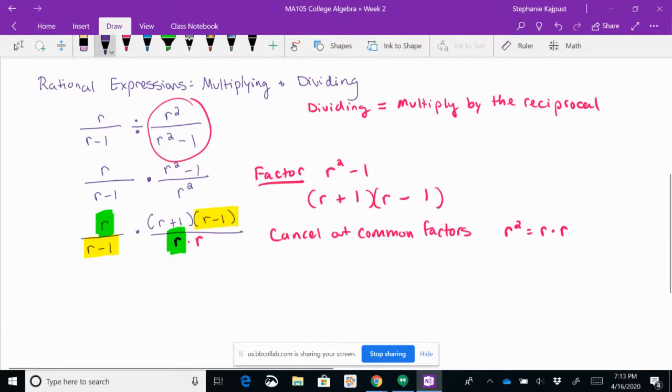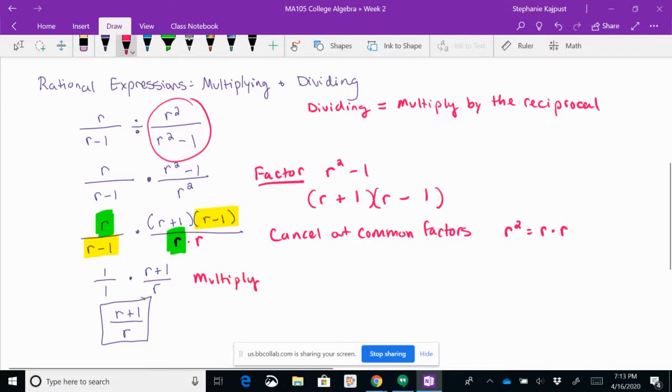So those things that cancel out, if you don't have anything left, you just write it as a 1. So that would be 1 over 1 because both of those things were canceled out. And then we have r plus 1 over r. And then from there you just multiply. When we multiply fractions, we multiply straight across. And we're just multiplying by 1. So our answer is r plus 1 over r.